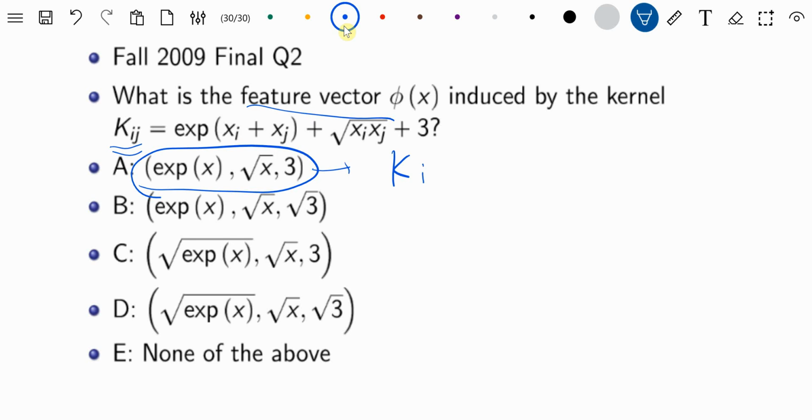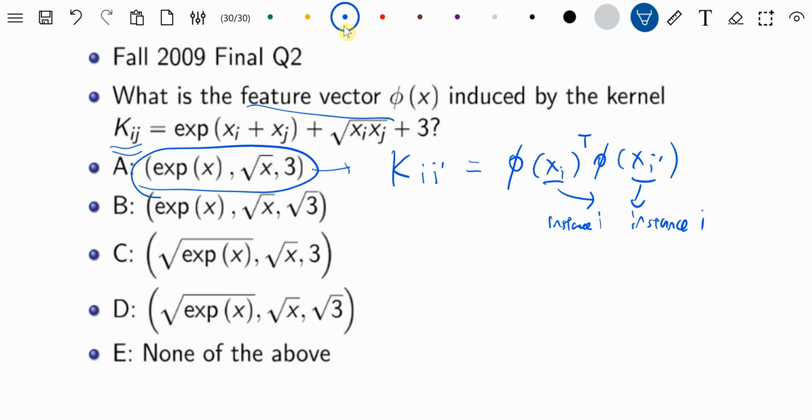So K_ij, this notation is actually not good, so I'll use the notation K_ii' to represent the index of the K matrix, and this should be phi of x_i transpose phi of x_i'. So these are instances, since they are not features. So this is instance i, and this is instance i'. So basically, in the X training matrix, it is the i-th row of that matrix, not the i-th column.